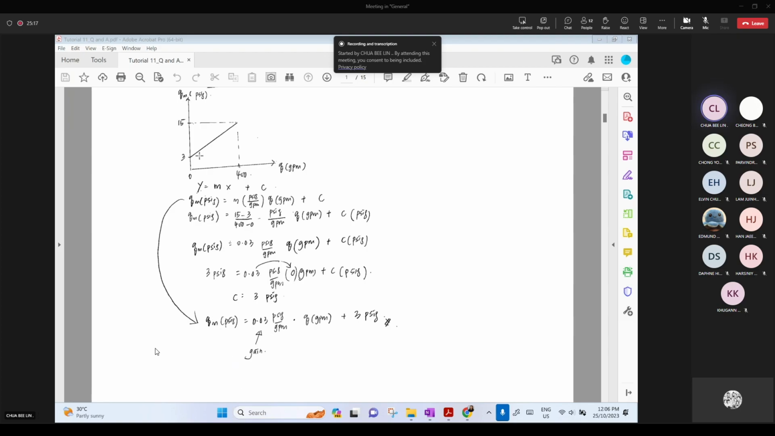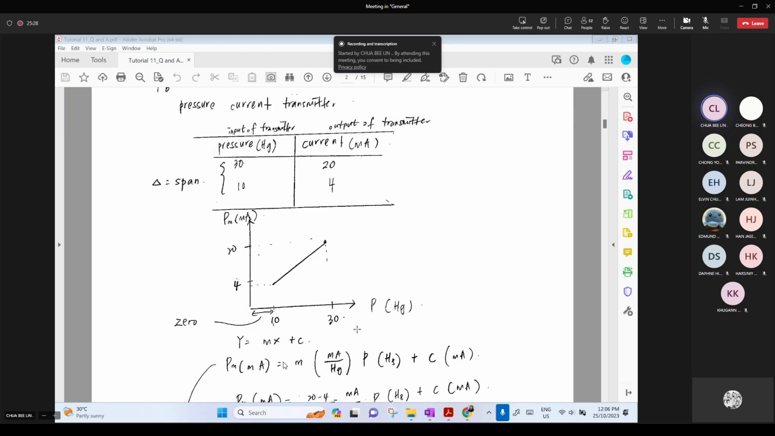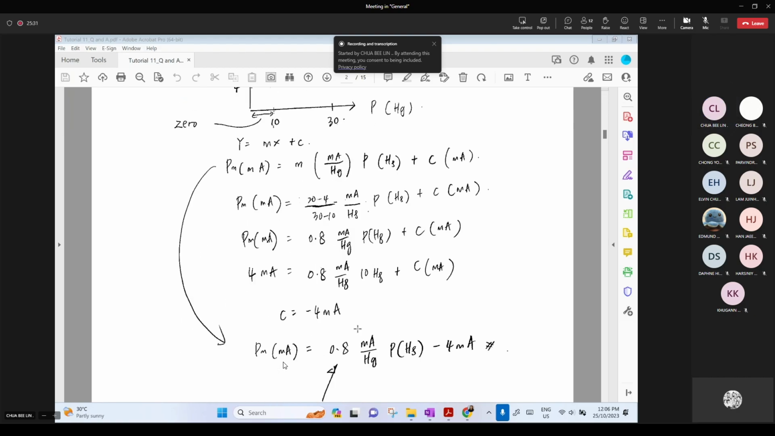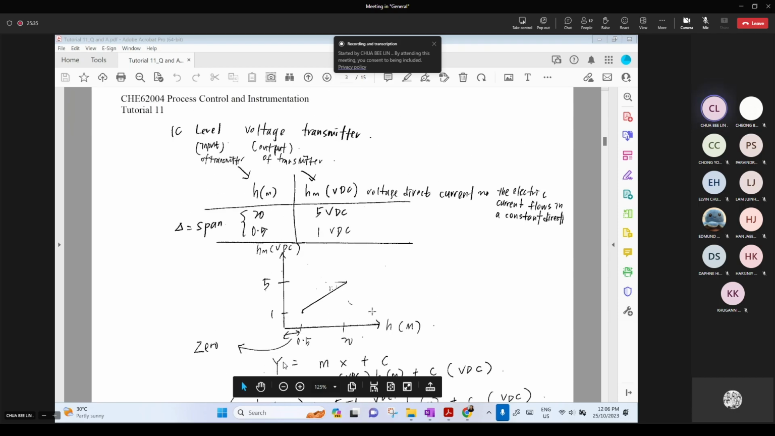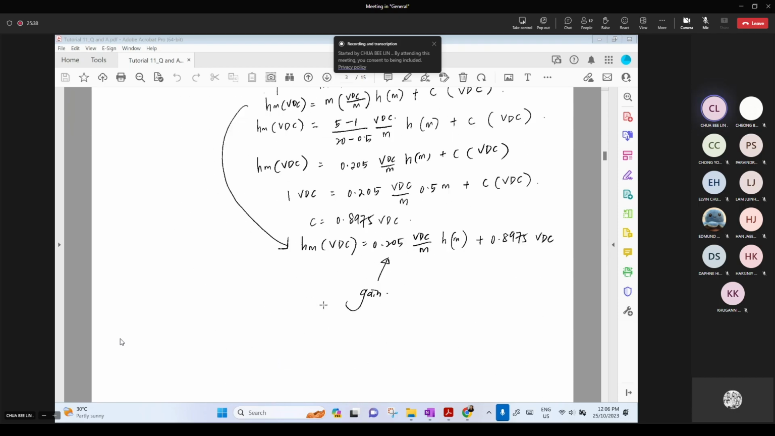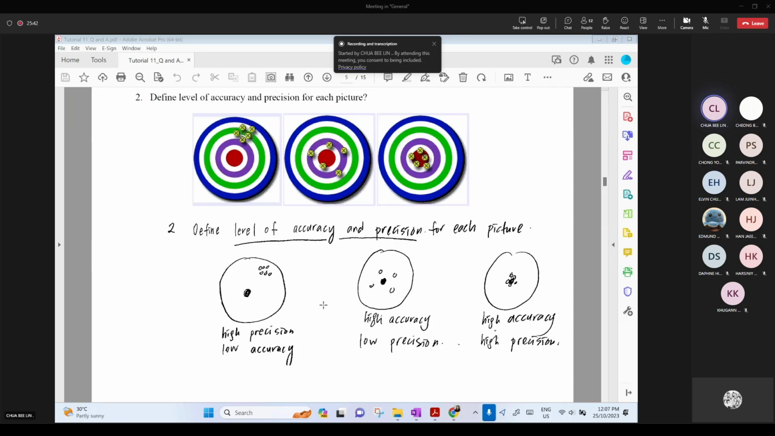This one is actually just a straight line. You are going to find the intercept and then form the straight line. So this is a very simple question in your final exam. Please make sure you can do it. And I've included some different transmitters, so make sure you go through this one. Also, these are similar questions where you have to derive the linear equation using the straight line y equals mx plus c. And then how to calculate the accuracy and precision.